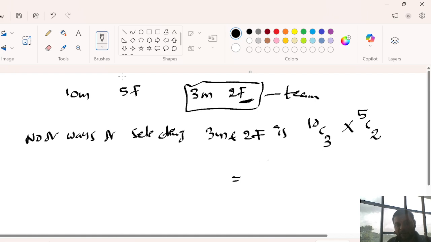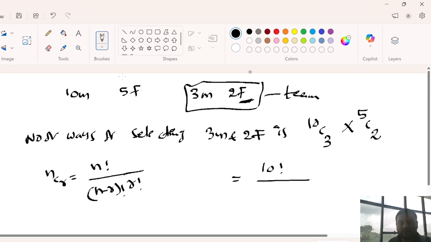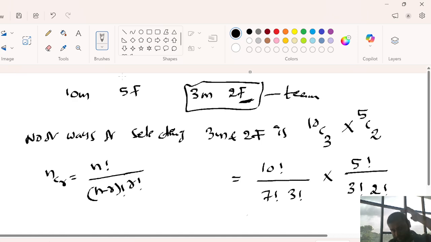Now, upon expanding nCr: nCr is equal to n factorial divided by (n minus r) factorial into r factorial. So we have 10 factorial divided by (10 minus 3) factorial, that is 7 factorial, into 3 factorial, and here 5 factorial divided by (5 minus 2) factorial, that is 3 factorial, into 2 factorial. Upon expanding this and cancelling, what we get is, okay, let us do it manually.